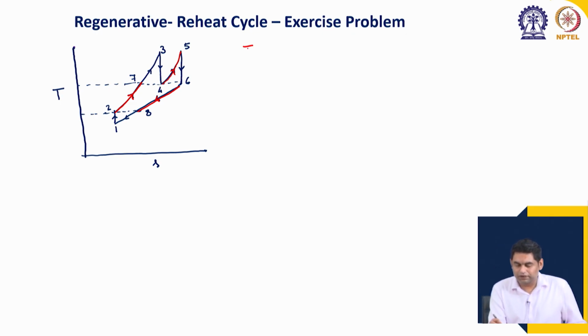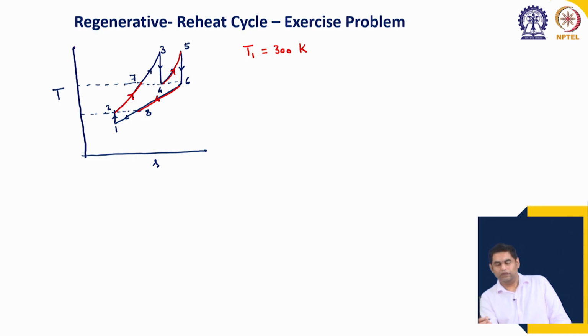So, the problem is taken as exactly similar, T 1 equal to 300 Kelvin. At this point I suggest that you can pause the video and go back to the previous class to see what were the values that we obtained for the same problem, where we had separate cases of regeneration, separate cases of reheat, and the simple Brayton cycle. Okay.